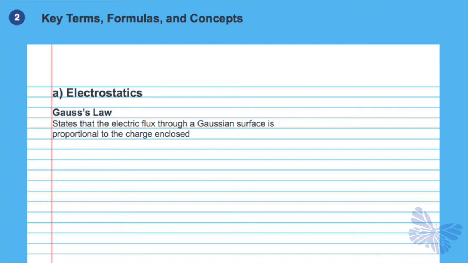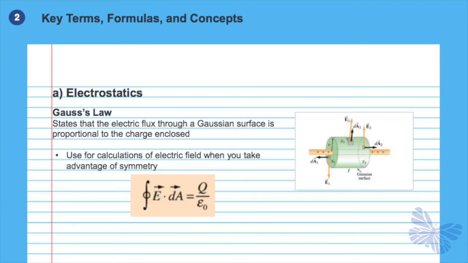And so the actual statement of Gauss's law states that the electric flux through a Gaussian surface is proportional to the charge enclosed. And so basically what that means is if you have any surface that you draw in some distribution of charge and you calculate the flux through that surface, which is the surface integral of E dot dA, which you can see there, it's going to be equal to the charge over the permittivity of free space.